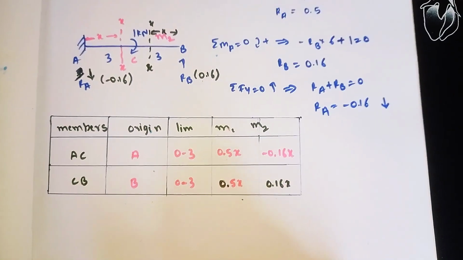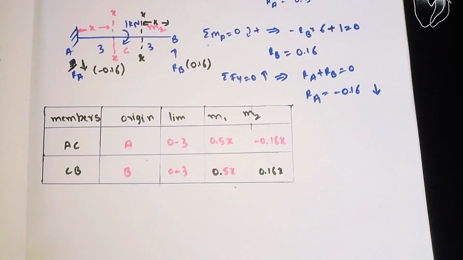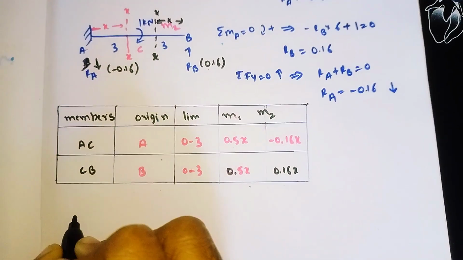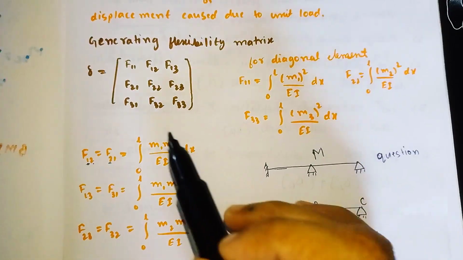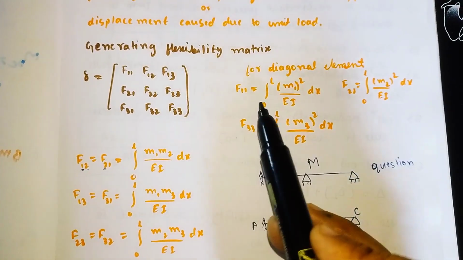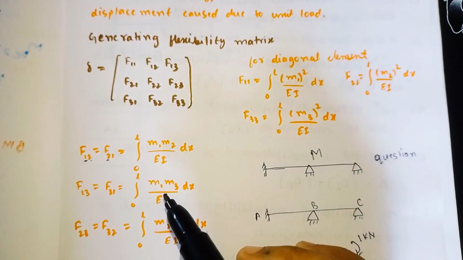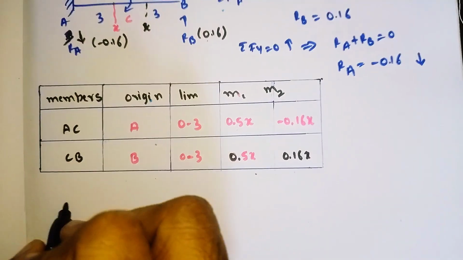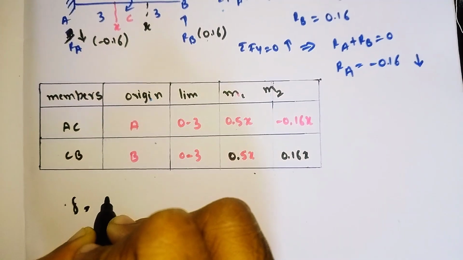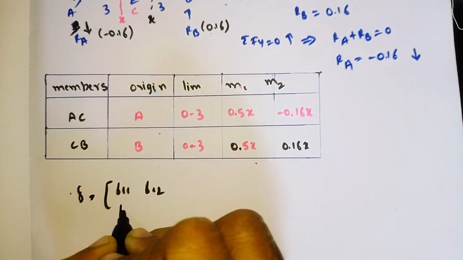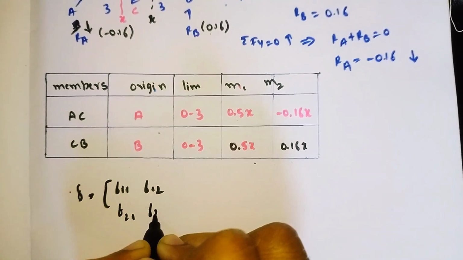Next we have to calculate the flexibility matrix. Using the formula which I showed while explaining the working procedure, delta is equal to F11 F12. Now we are calculating for a 2 by 2 matrix. So I will write here delta is equal to F11 F12 F21 and F22.